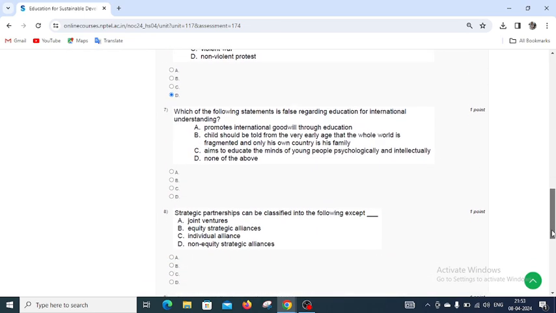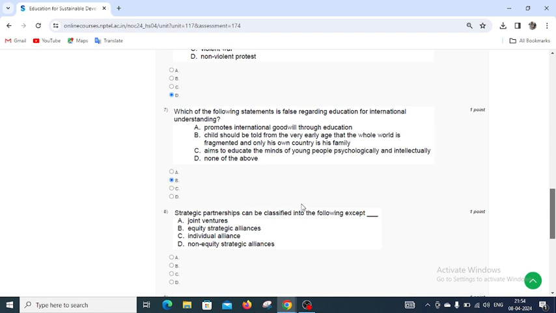Moving to question number 7, which of the following statements is false regarding education for international understanding? A, C is the right for education for international understanding. When it comes to the false statement, that children should be told from the very early age that the whole world is his family, is the right statement for education for international understanding. But here the statement has been changed, that is, children should be told from a very early age that the whole world is fragmented and only his own country is his family. So this is the right answer for question number 7.